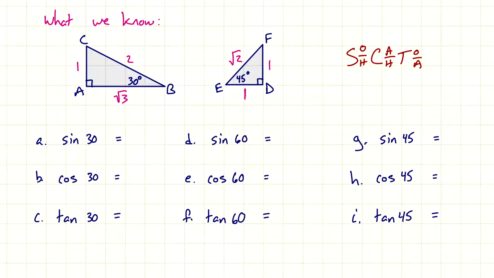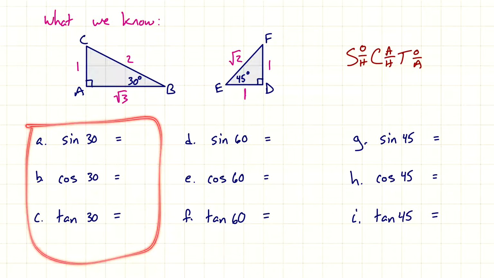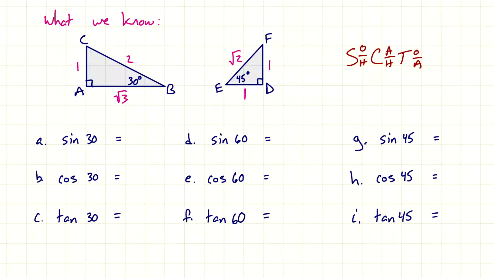We have sine of 30, cosine of 30, tangent of 30. We'll start with those, the first 3. So we're focused on sine of 30, and sine is opposite over hypotenuse. I'm looking for the opposite and the hypotenuse, so we're looking at these two sides. That's going to be a 1 and a 2 for us.